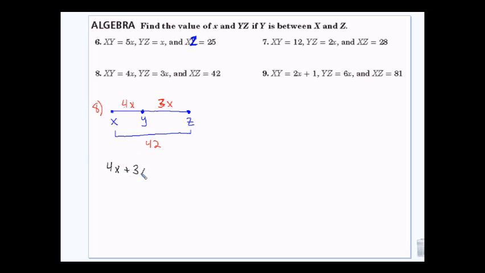So 4x plus 3x is 42. So 7x is 42. So x is 6. And YZ is 3x, which is 3 times 6, which is 18.